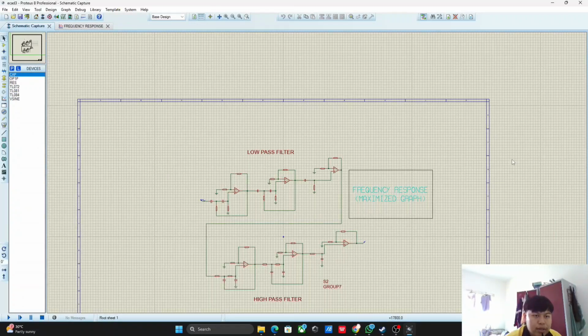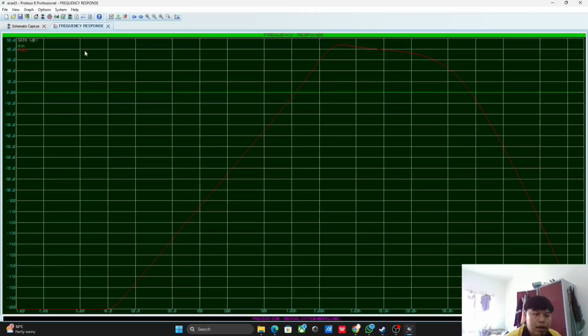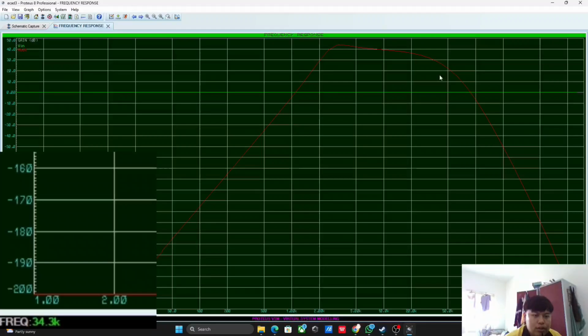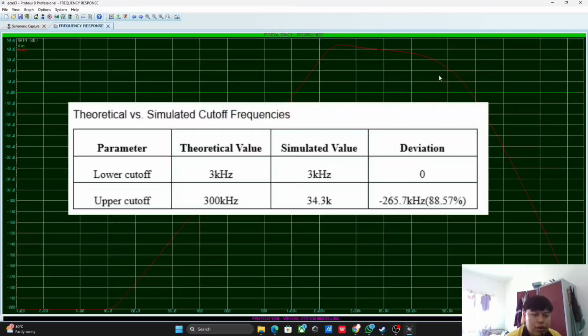However, a significant difference is observed at the upper cutoff frequency. Theoretically, the upper cutoff should be at 300 kilohertz, but in the simulation, the cutoff occurs at approximately 34.3 kilohertz. This results in a deviation of about 265.7 kilohertz, which is roughly 88.6% lower than the theoretical value.